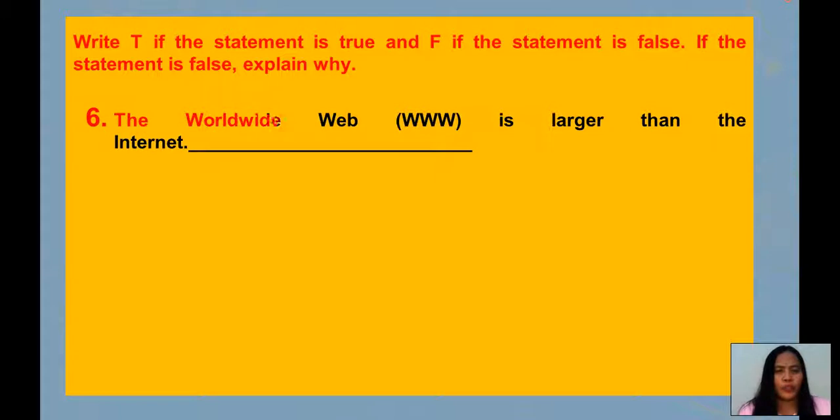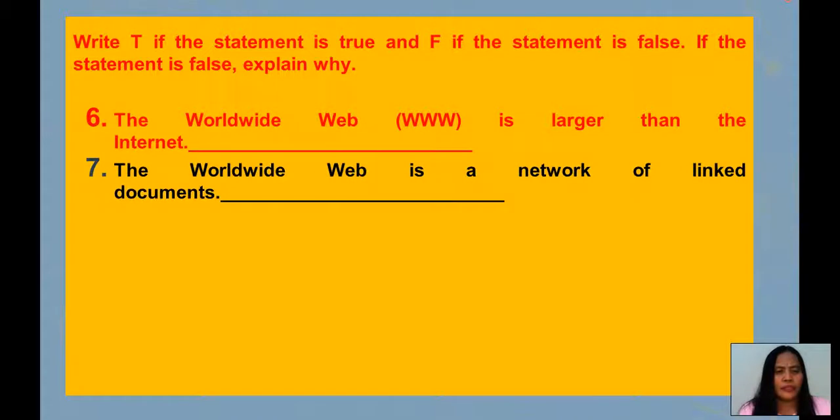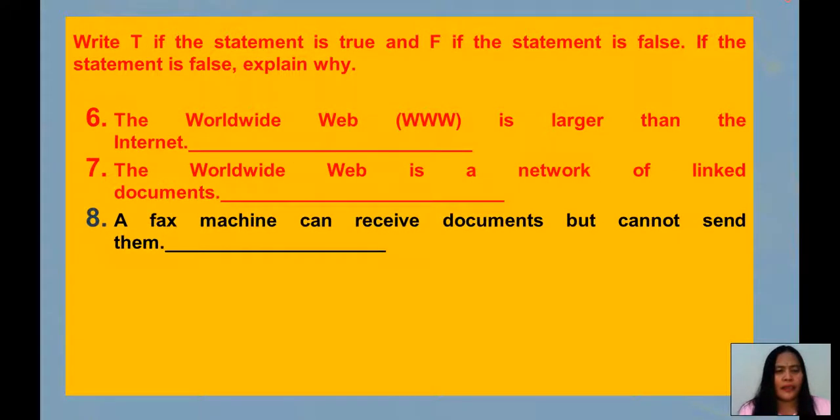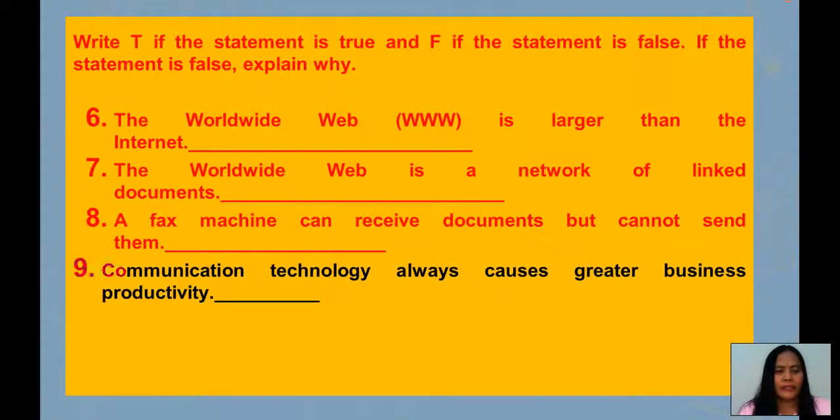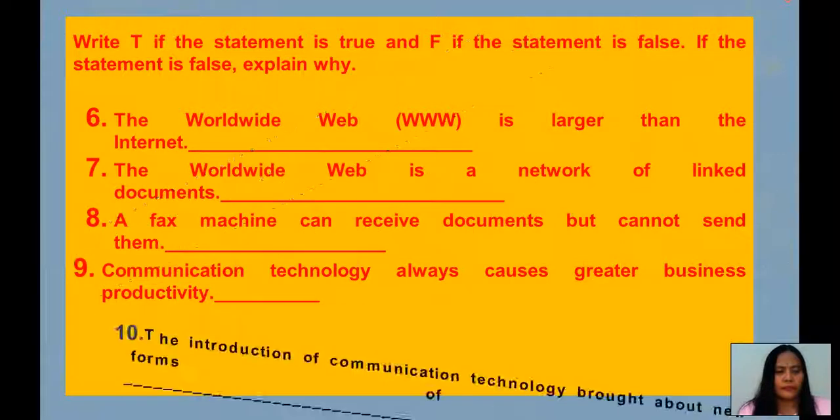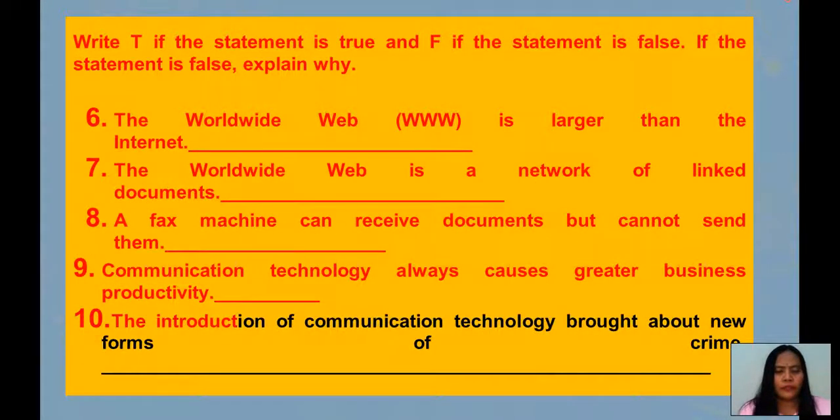6. The World Wide Web (WWW) is larger than the Internet. 7. The World Wide Web is a network of linked documents. 8. A fax machine can receive documents but cannot send them. 9. Communication technology always causes greater business productivity. 10. The introduction of communication technology brought about new forms of crime.